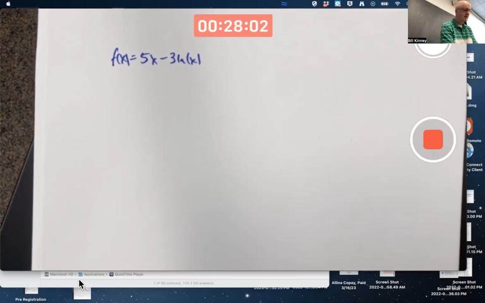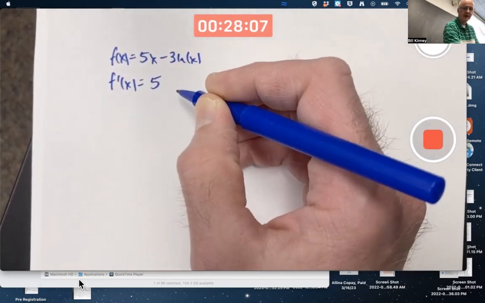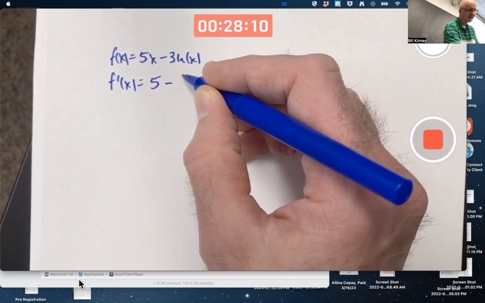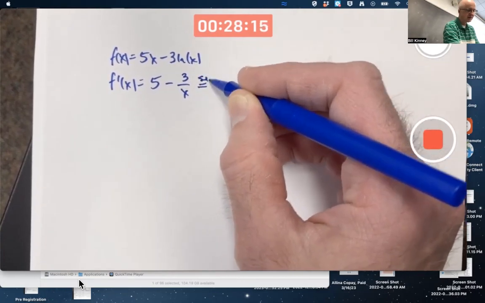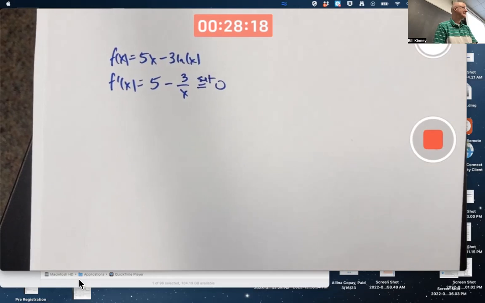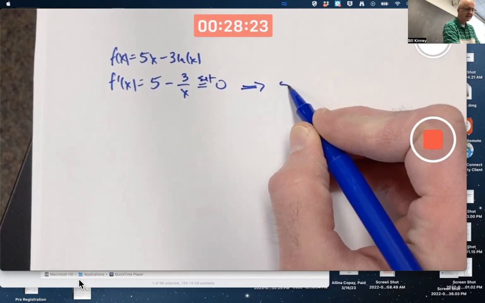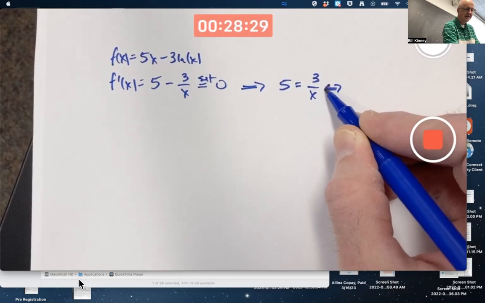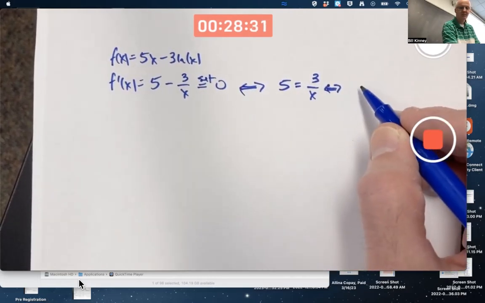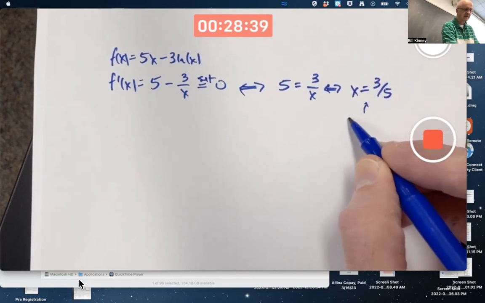Procedure is the same. Find the derivatives. F prime of x. Derivative of 5x is 5. Derivative of minus 3 ln of x is minus 3 over x. Set that equal to 0 to solve for any critical points. You can add 3x to both sides and write it like this. You could then cross multiply. Multiply both sides by x and divide both sides by 5 effectively. And you'd get x equals 3/5. That's your critical point.